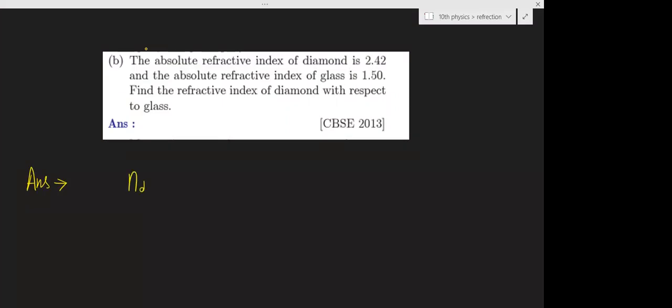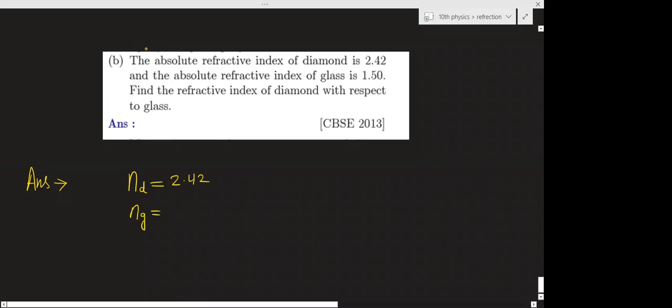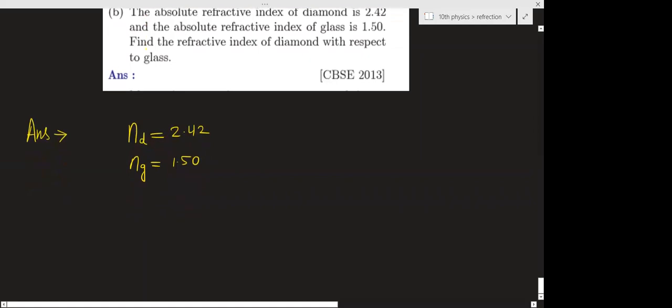The refractive index of diamond is given as 2.42, and they are saying the absolute refractive index of glass is 1.50. Find the refractive index of diamond with respect to the glass. So the refractive index of diamond with respect to glass we have to find, and how will we write this?